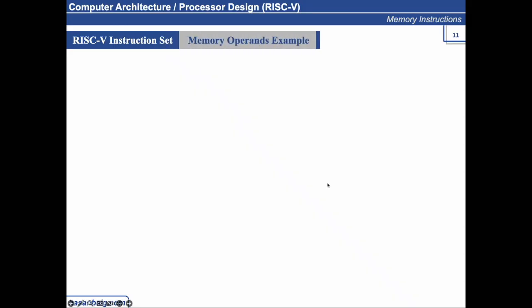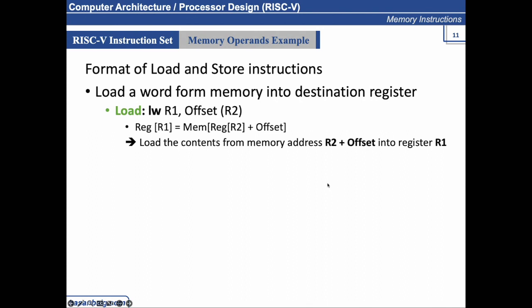So let's take an example for each instruction. First of all, we are discussing the instruction format of load. LW is the instruction for loading data from memory into a register. R1 is the destination register. Offset is the constant value. It is again a 12-bit immediate value that you specify.